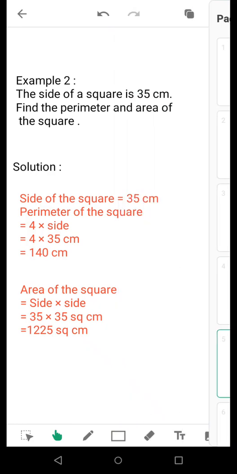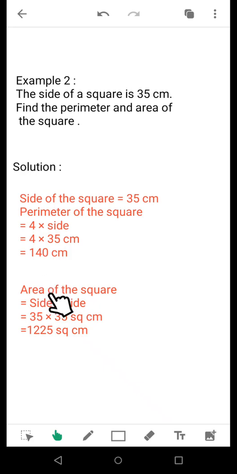We take an example so that we understand how the calculation is done. The side of a square is 35 centimeter and you need to find the perimeter and area of the square. For the perimeter, you multiply 4 by the side, that means 4 multiplied by 35 centimeter, and you will get 140 centimeter.